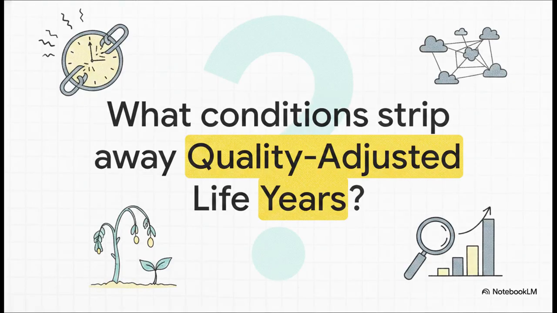And that leaves us with a provocative thought to wrap up today's explainer. When you look beyond the basic mortality statistics, what unseen chronic conditions are stripping away the quality-adjusted life years in your own community right now?